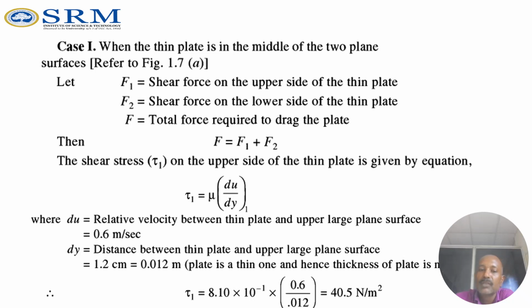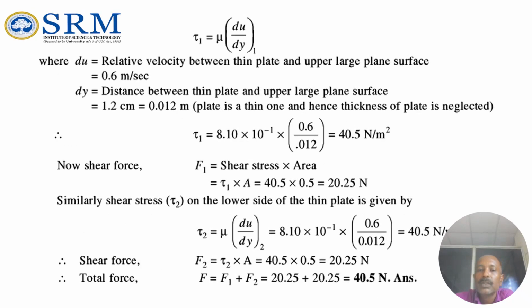Same thing, F2 is also calculated. You follow the same procedure. You take tau 1 and tau 2 also. This is the tau 1 value, and the tau 2 value is the same. So 40.5, 40.5. Next, this stress also: tau 1 is 40.5, tau 2 is 40.5. So F2 equals tau 2 times A. The A value is 0.5, right? So both the top and the bottom forces will be equal, and the total is 40.5. This is the first case.